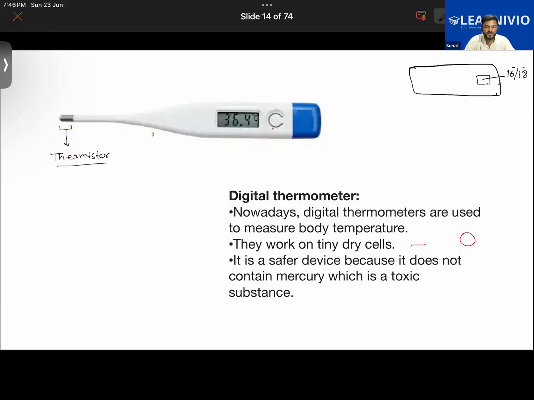So a thermistor is used there. Excuse me, sir. You told us that in some thermometers mercury is present, and we all know that all thermometers have a metal tip. So what if the mercury touches the metal tip? Will it also be softened and turn into dust particles?